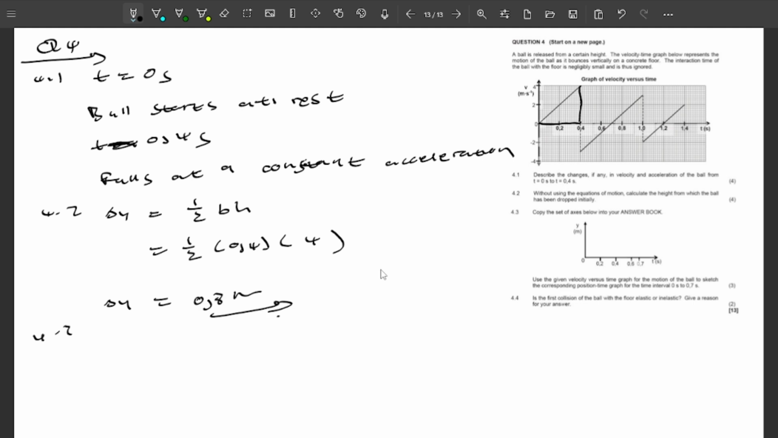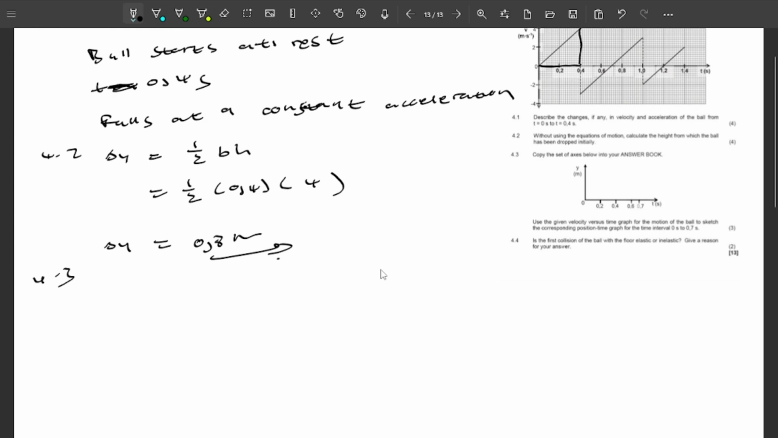Now for 4.3, copy the set of x's into your answer book. Use the given velocity time graph for the motion of the ball to sketch the corresponding position graph for the time interval from 0 seconds to 0.7 seconds. So they want us to basically draw. So here's what we're gonna do. It's gonna be 0, 0.2, 0.4, 0.6, 0.7.